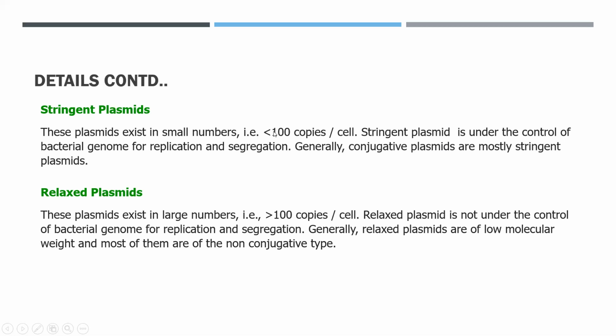Stringent plasmids have less than 100 copies per cell. Relaxed plasmids have greater than 100 copies per cell. Stringent plasmids are a small number, relaxed plasmids a large number. Okay. Next.